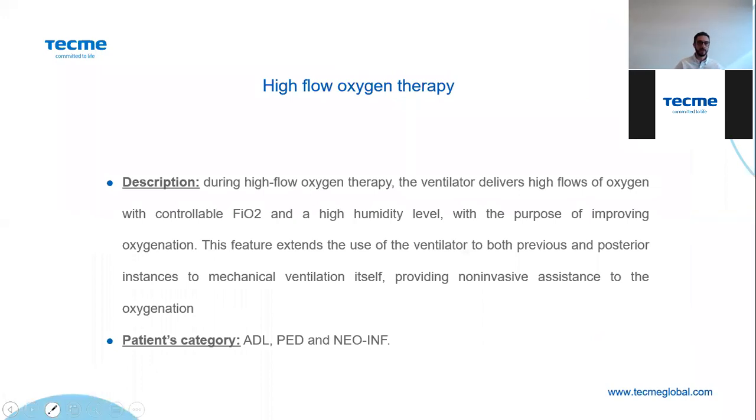Okay, to finish with the most important ventilatory modes, I'm going to explain a little bit about high flow oxygen therapy. Our ventilators have this ventilatory mode. The idea of this mode is to deliver a high flow with a controllable oxygen concentration and a high humidity level, in order to improve the patient's oxygenation. It is available in all patient categories, neo, pediatric, and adult.